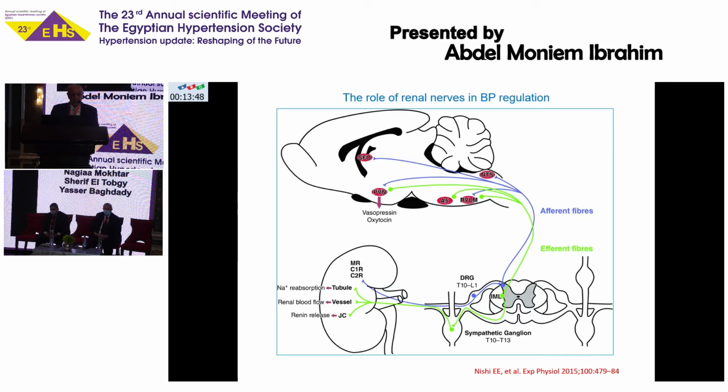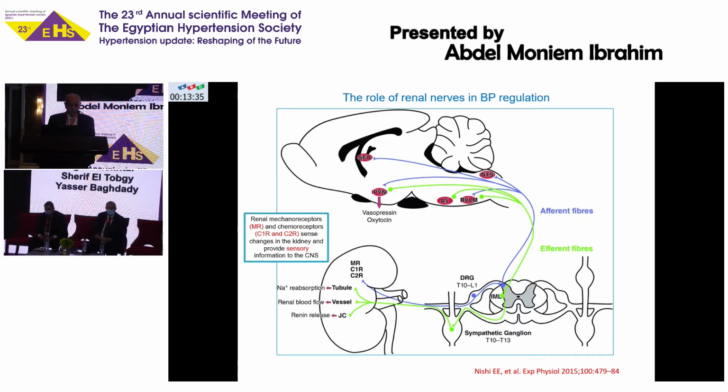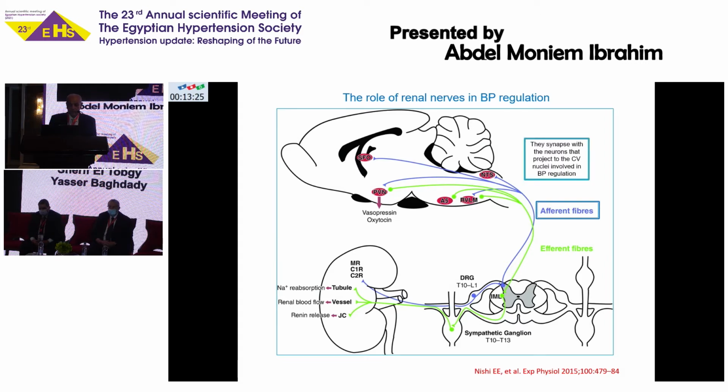The role of the renal nerves in blood pressure regulation. Renal mechanoreceptors and chemoreceptors sense changes in the kidney and provide sensory information to the CNS through afferent fibers. The afferent fibers synapse with the neurons that project to the cardiovascular nuclei involved in blood pressure regulation.